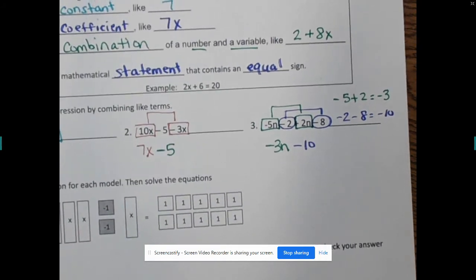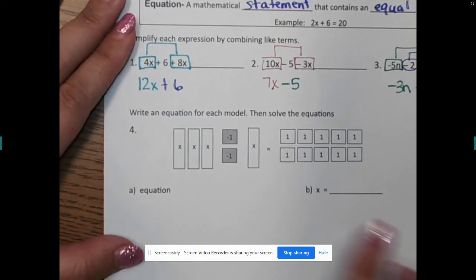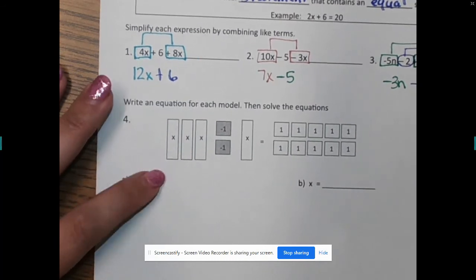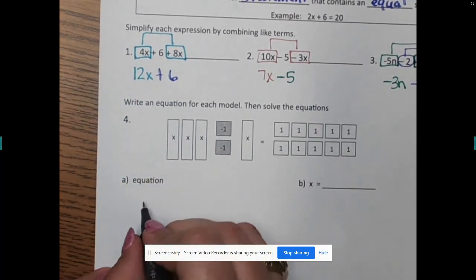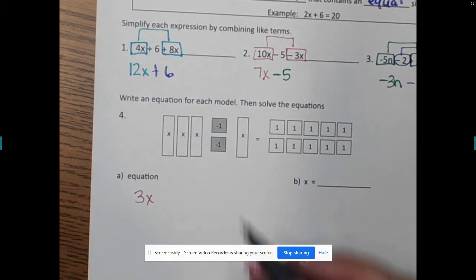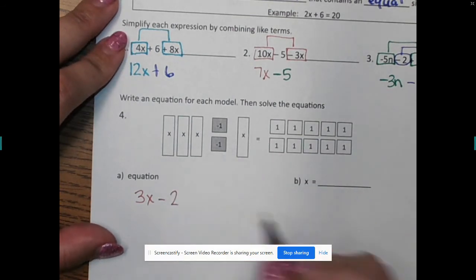Okay? All right, so here we have an equation. Sometimes they give you algebra tiles and expect you to write equations. This is not difficult. Okay? What does this look like you have here? 3 x's, right? So what do you think we should write? 3x. All right, what does this look like? 2 negatives. So -2. And what else do you have?